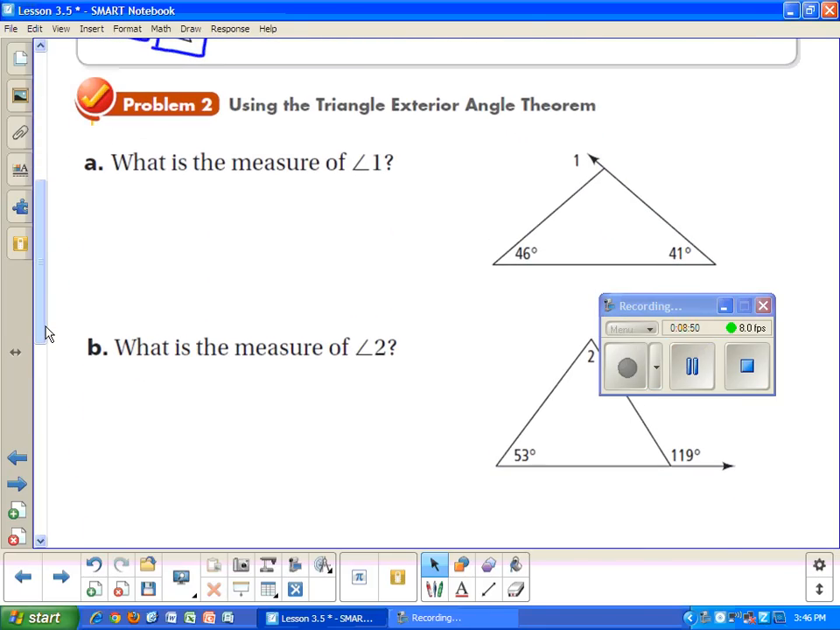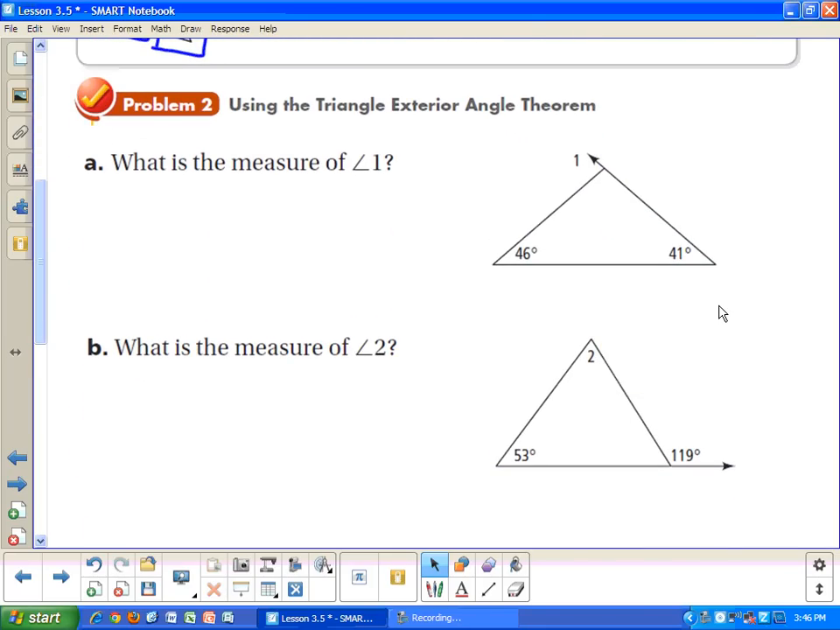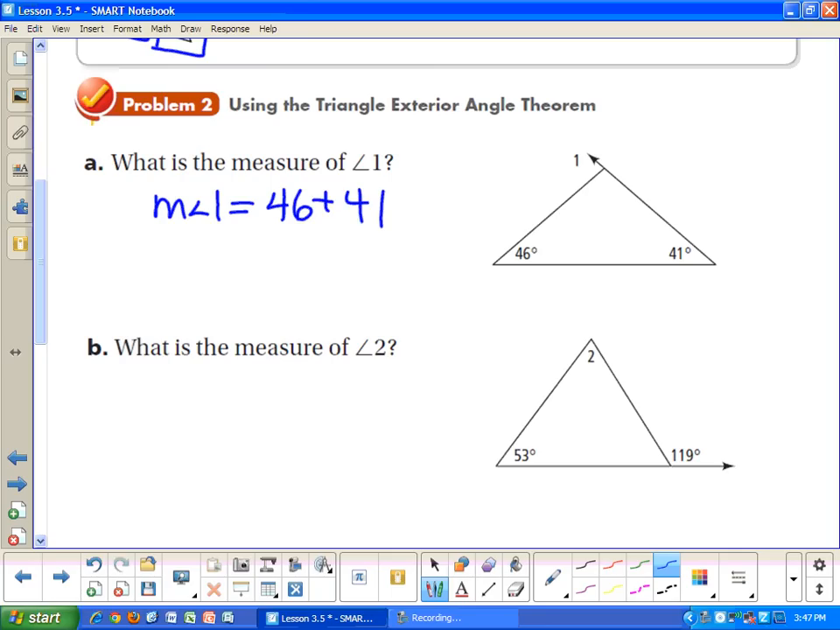All right, we're going to use that exterior angle theorem. And to do that, to find the measure of angle 1, the measure of angle 1 is equal to, according to the triangle exterior angle theorem, the sum of the two remote angles. So 46 plus 41, which equals 87.